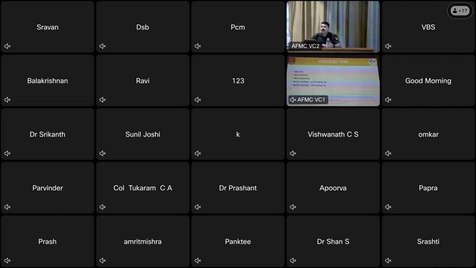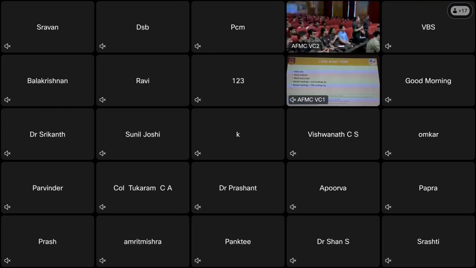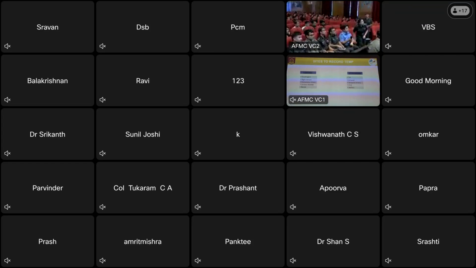Most ideal site? Sir, esophageal, sir. Okay. So it is right atrium. Right atrium, which receives the blood from all parts of the body, is the ideal site for core body temperature. Out of the peripheral, which is the ideal site?